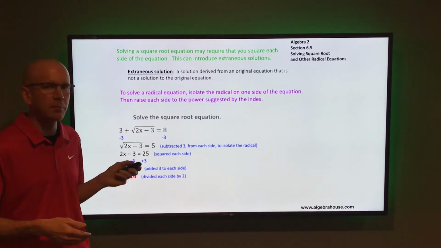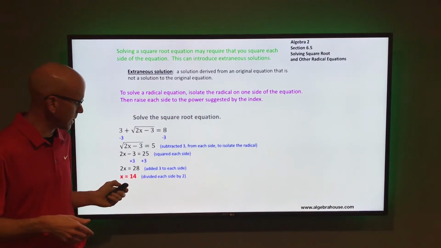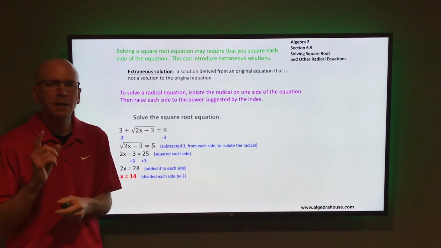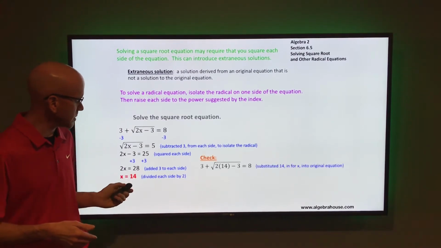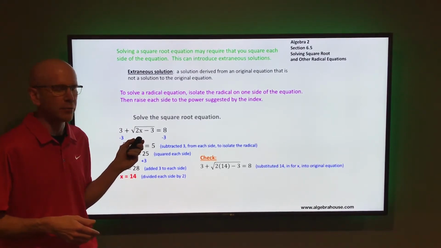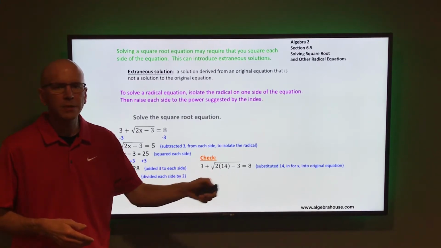But we did square both sides, so that could have introduced these extraneous solutions. So you want to check that solution, put that back in, make sure it does make a true statement, make sure it is a solution. So you're going to substitute 14 back into that equation for x. You have 3 plus the square root of 2 times 14 minus 3 equals 8.